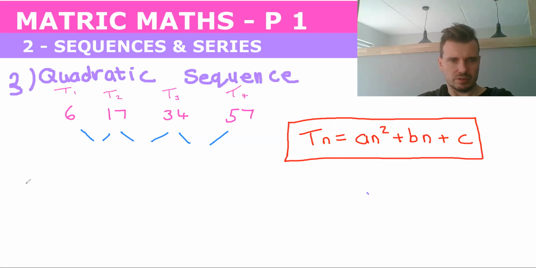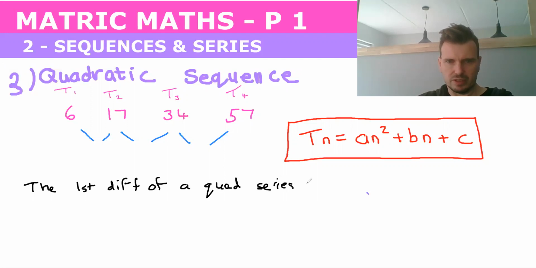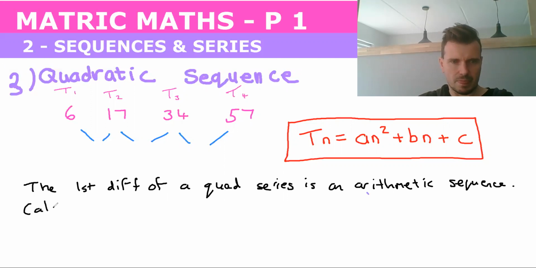So, again, they could say the first difference of a quadratic series is an arithmetic sequence. Calculate the sum of the first 20 differences.